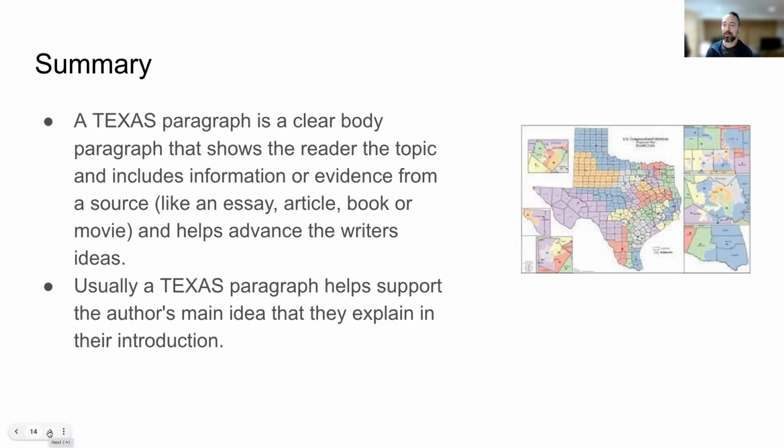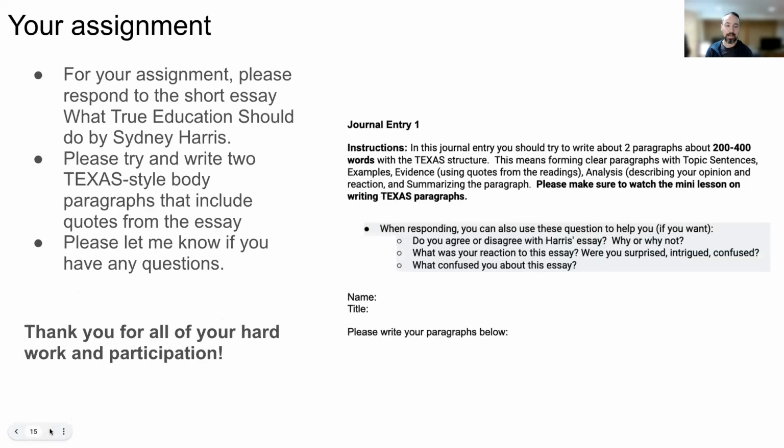So I hope everyone today that you understood what a journal entry is and what a Texas paragraph is. And you have homework this week to submit 2 Texas paragraphs related to the article or short essay, What True Education Should Do. So here are the instructions that are on the Google Classroom, that you can look at. But just everyone remember that for your assignment, please respond to the short essay, What True Education Should Do by Sydney Harris. Please try and write 2 Texas-style body paragraphs that include quotes from the essay. Please let me know if you have any questions.